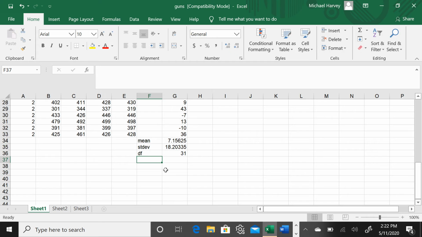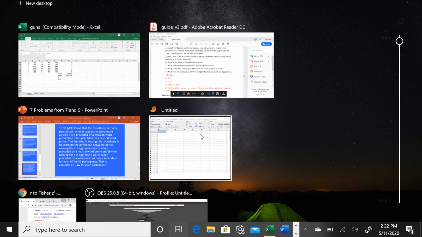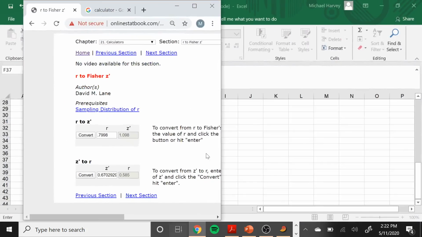Now we're going to need a critical value. This is going to be a t critical value. To get it, we go over here to Lane's calculator, and we go to the inverse t distribution.